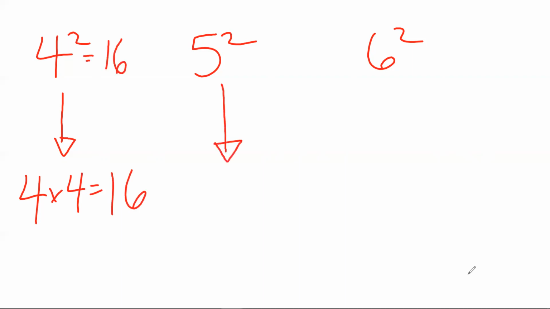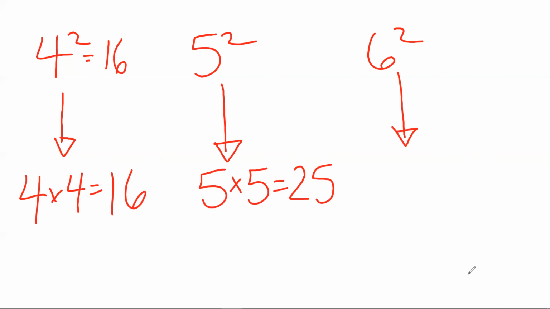5 squared, Oasis, how would I write that out? 5 times 5. Yep. And that equals what, Oasis? 25. Bingo. Courtney, 6 squared, how do I write that out? 6 times 6. Yes, right, so 6 times 6 equals 36.